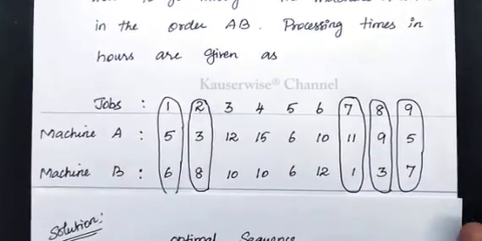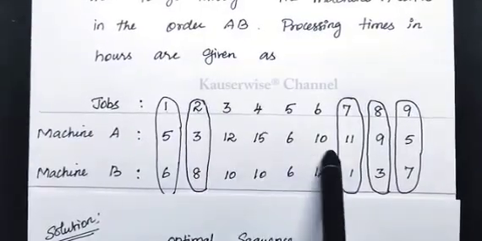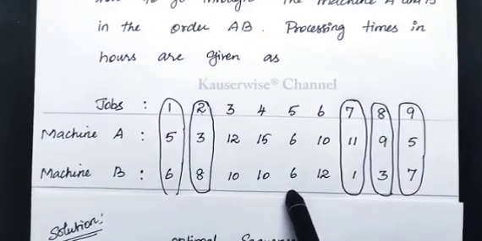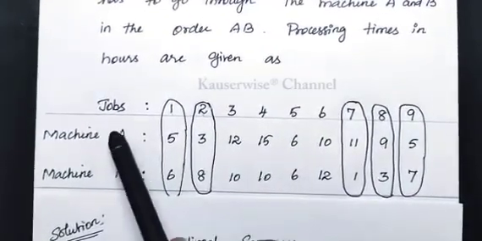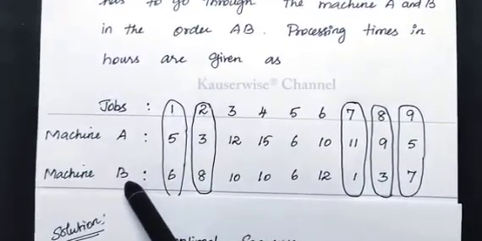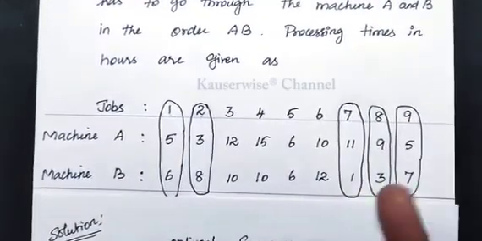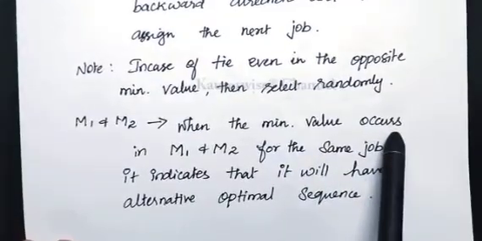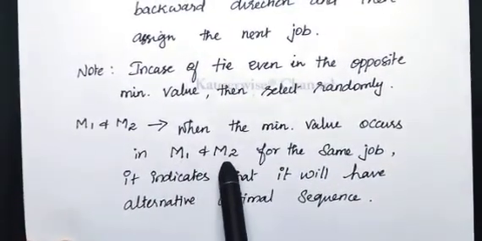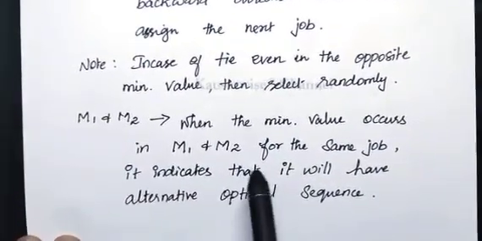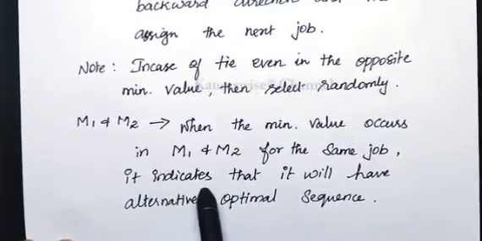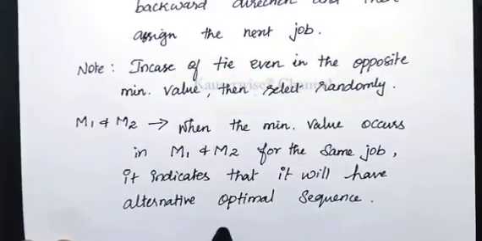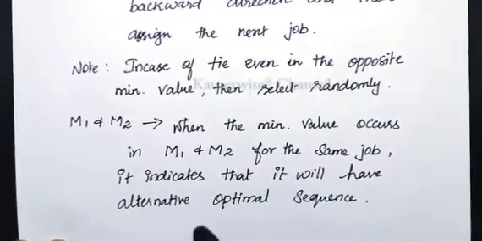Okay, again we need to find out the minimum duration. So which is the minimum duration? 6 is the minimum duration, but here it occurs for same job for two different missions, mission A and mission B. Okay, this is also one kind of tie. Let's see the procedure. When the minimum value occurs in M1 and M2, that is mission A and mission B for the same job, it indicates that it will have alternative optimal sequence. Okay, so we will see this point along with the problem for better understanding.